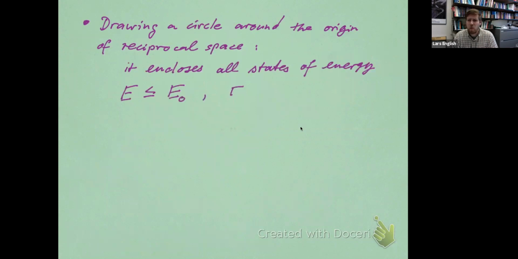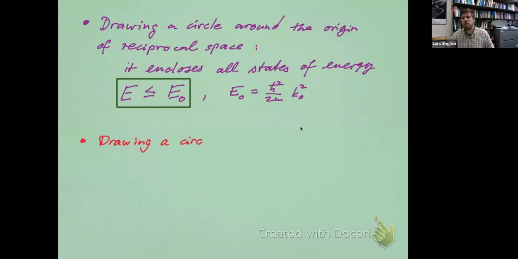There are a couple of reasons why we're looking at this. First, we could say that this purple circle encloses all states of an energy less than some threshold energy, call it E naught, where E naught is h bar squared over 2m times the radius squared of that circle, k naught squared. So all states that have an energy less than E naught will fall within the interior of that circle, the area of that circle. So that's one thing to realize.